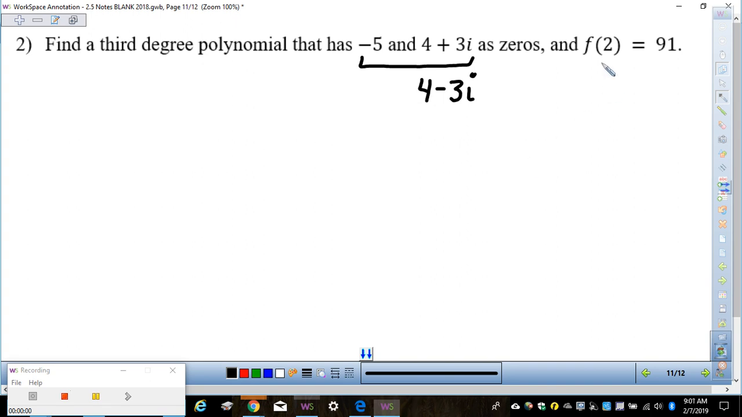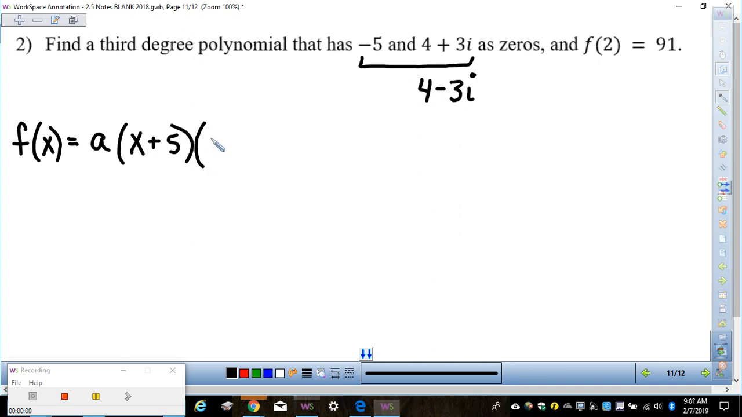It's also telling us that f of 2 is equal to 91, so we can use that in the last step when we're solving for a. So we'll go ahead and get this written out. F of x equals a. Because negative 5 is a 0, x plus 5 is a factor.